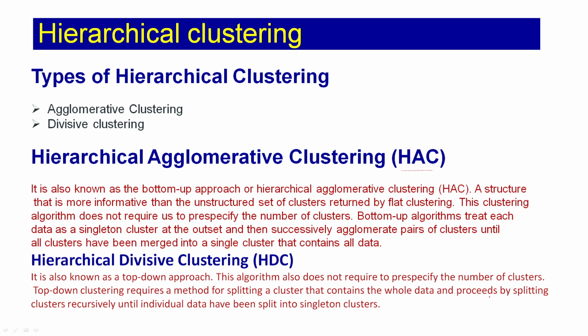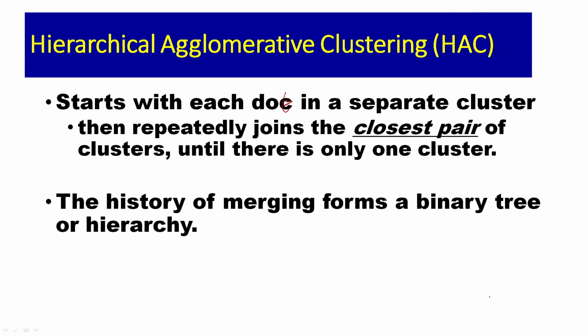Now, on the other hand, in case of divisive clustering, what does it do? It also does not require you to specify a pre-specified number of clusters. This requires a method of splitting the clusters instead of joining together, splitting the cluster that contains the whole data. So in top down, you are slicing the data, or basically splitting the data, that is what you do. In the bottom up approach, you are putting them together, that is what is important in this case.